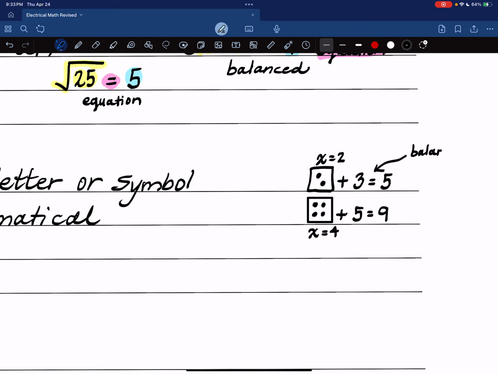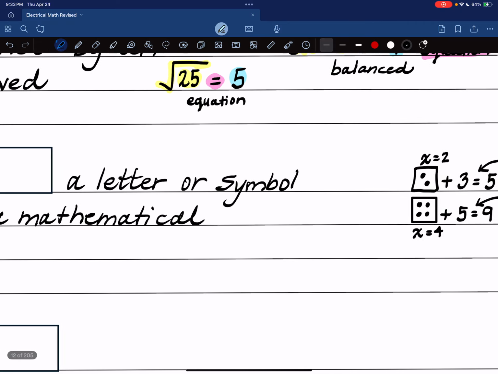That's the key to algebra. You are constantly looking for that state of equilibrium, of balance. That's the purpose of algebra, to find the value of an unknown, a variable, that will balance an equation. And it varies depending on the circumstances of the equation.